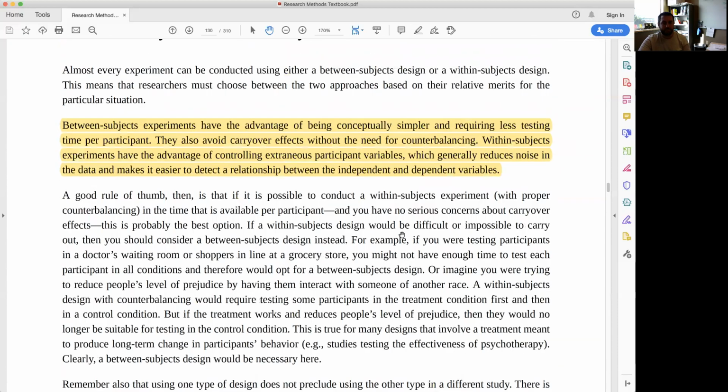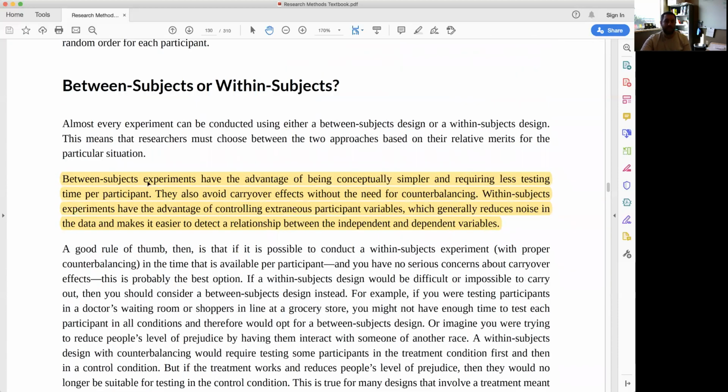And then here, your advantages and disadvantages between subjects. So again, this is where it's just participant is given one condition, have advantage of being conceptually simpler and requiring less testing time per participant. They also avoid carryover effects without the need for counterbalancing. Within subjects, have the advantage of controlling extraneous participant variables, which generally reduces noise in the data and makes it easier to detect a relationship between the IV and DV. So again, both have pros and cons.